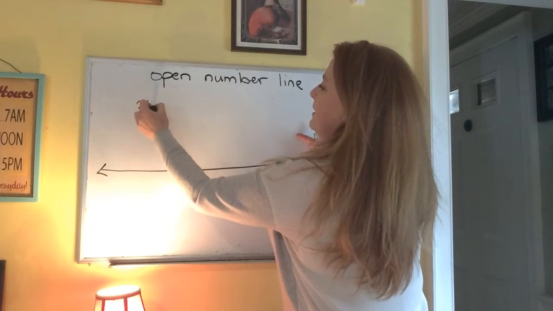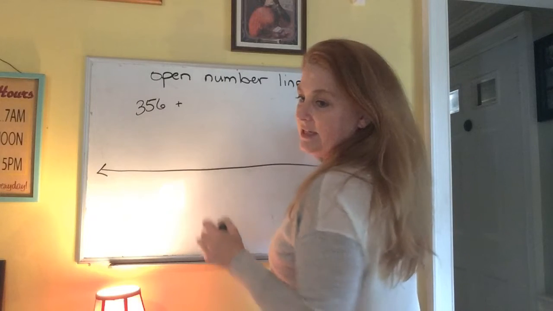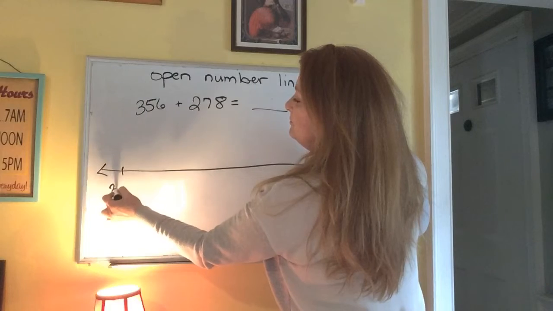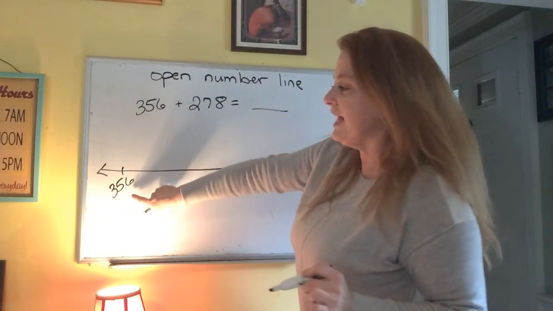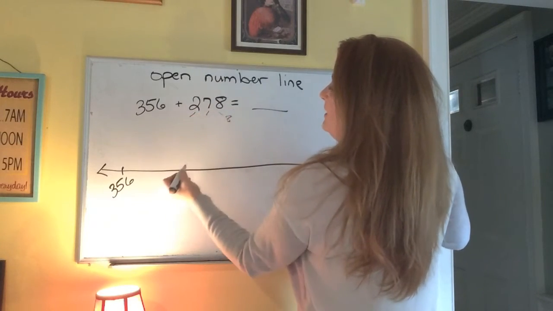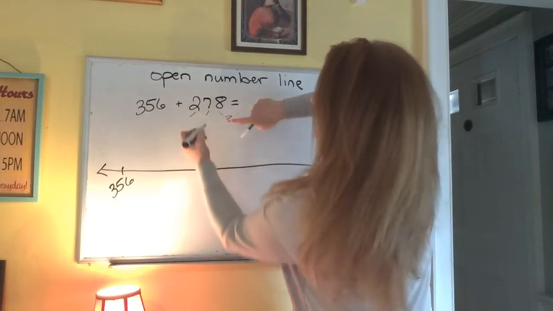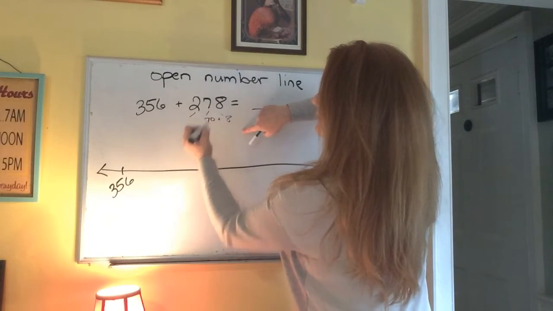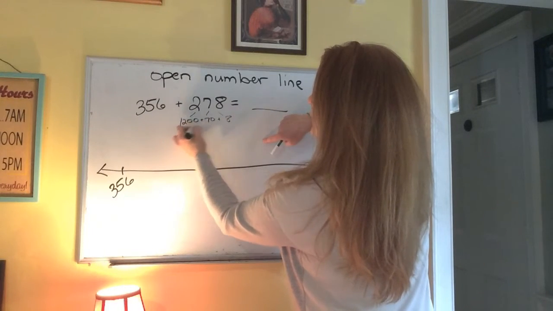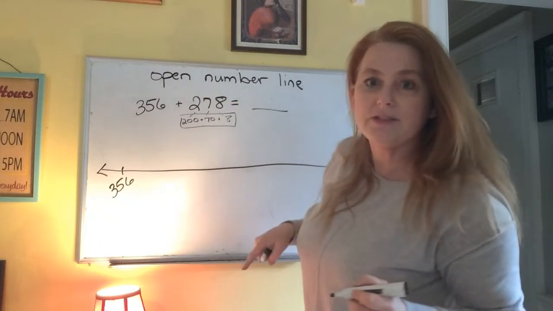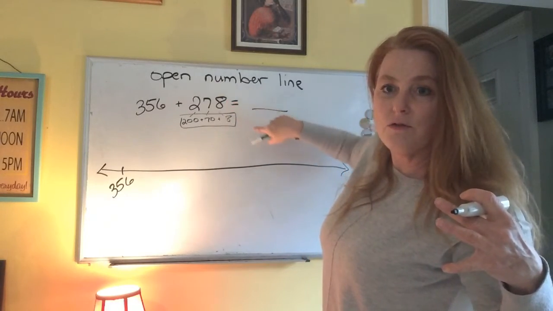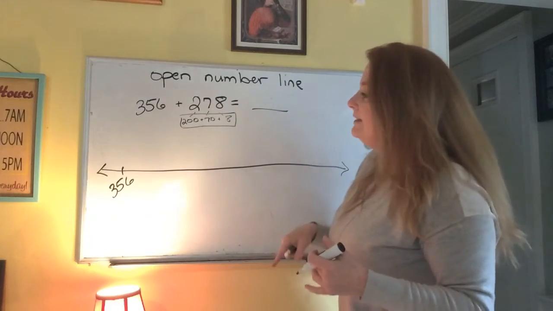We'll do 356 plus 278. Start with your first addend and then break down this number. So we have 8 in the ones place, 7 in the tens is going to be worth 70, and 2 in the hundreds will be worth 200. And if I put them all together, it would be 278. Do you remember that's called expanded form? And that's called standard form. We had just been doing that right before we had to leave.